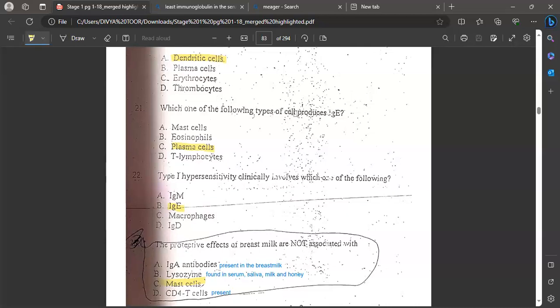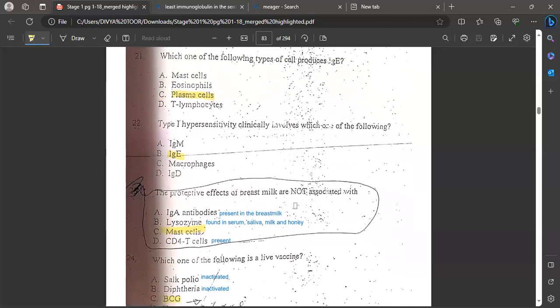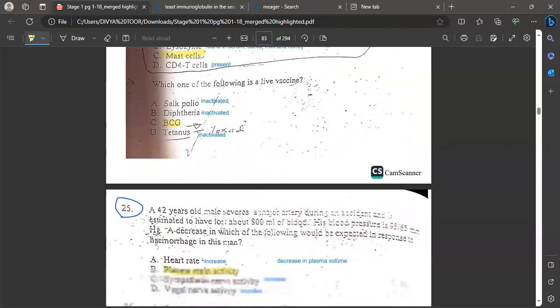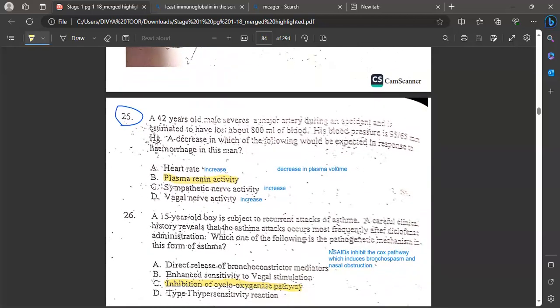Type 1 hypersensitivity clinically involves which one of the following? IgE, from the diagram. Protective effects of breast milk are not associated with mast cells.